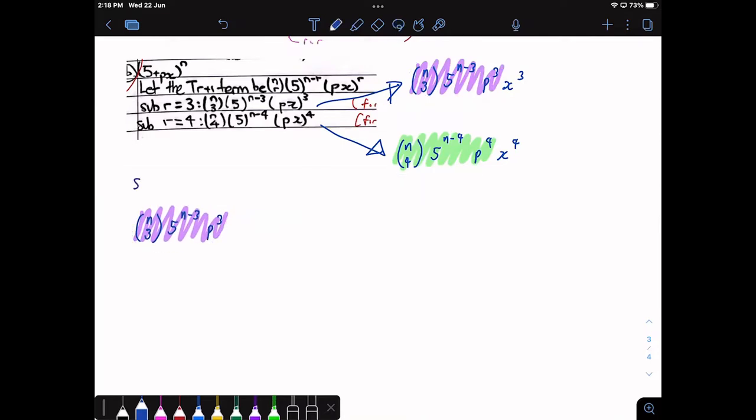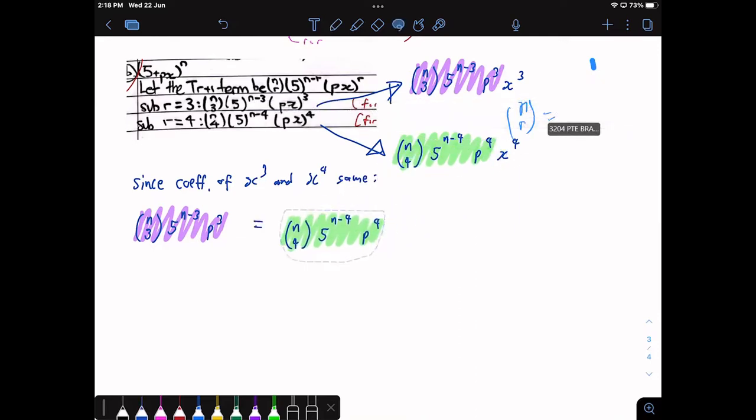Maybe I should write a short statement. Since the coefficients of x cubed and x power 4 are the same, this equals that. Purple equals green. Then now how do you express n in terms of p? Wait, how is the formula?